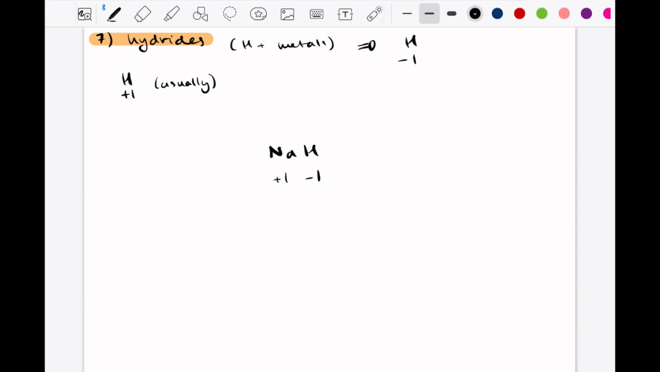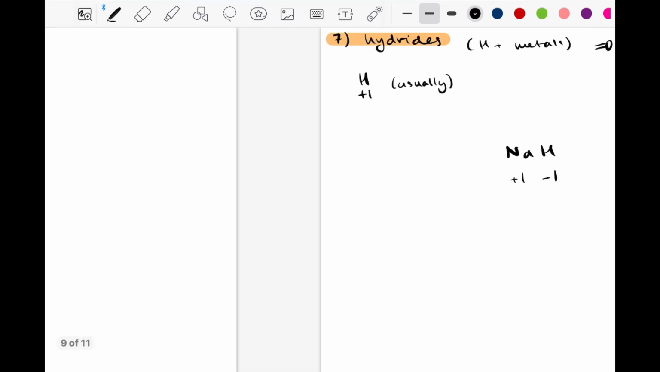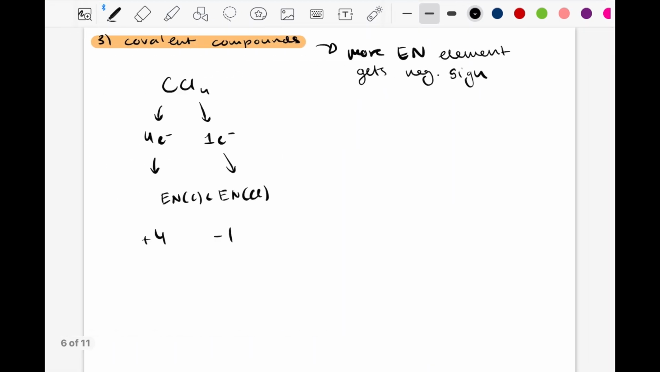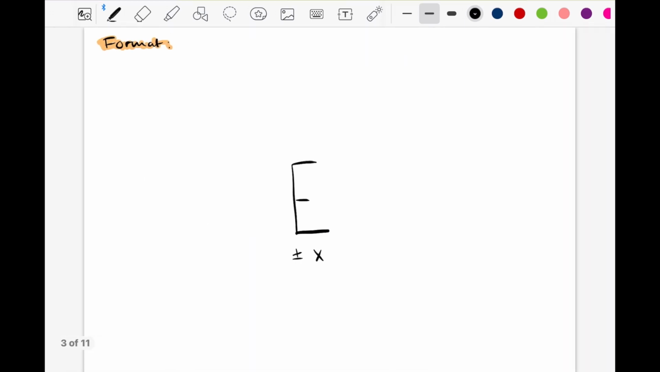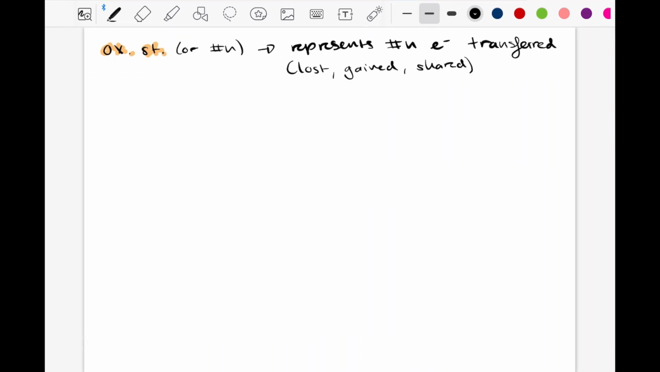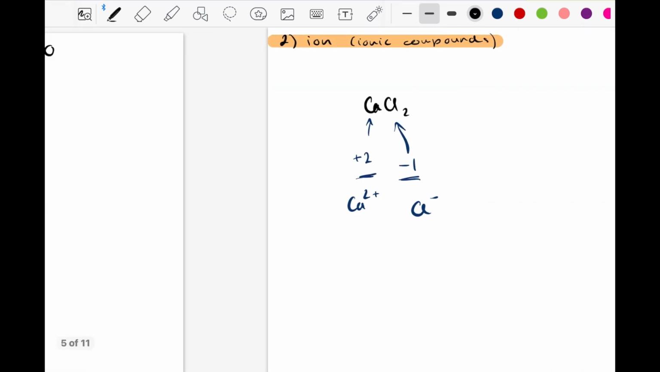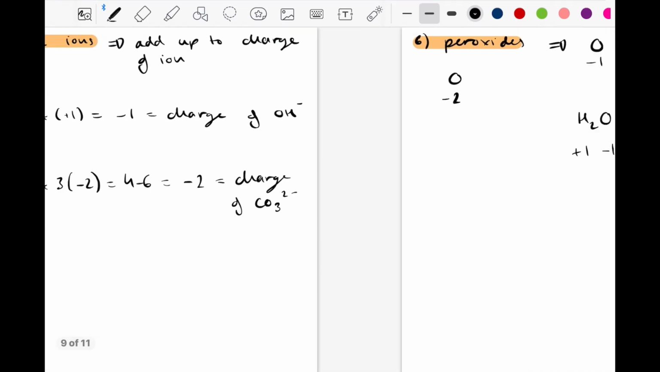So these are the rules. They're pretty straightforward, and they make sense, especially if you take a little moment for it to sink in, because they're all very logical and very intuitive. For example, the most intuitive I find is the ionic compounds, because oxidation state is basically just the charge, which makes complete sense because the oxidation state represents the number of electrons gained or lost or shared in covalent compounds.